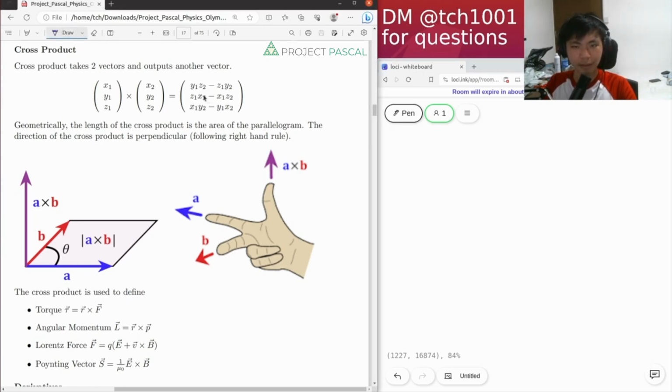Numerically, the cross product uses a slightly convoluted calculation. The x component, the first component, of the cross product of two vectors is y1 times z2 minus z1 times y2. The y component of the cross product is going to be z1 times x2 minus x1 times z2. And lastly, the z component of the cross product is going to be x1 times y2 minus y1 times x2.